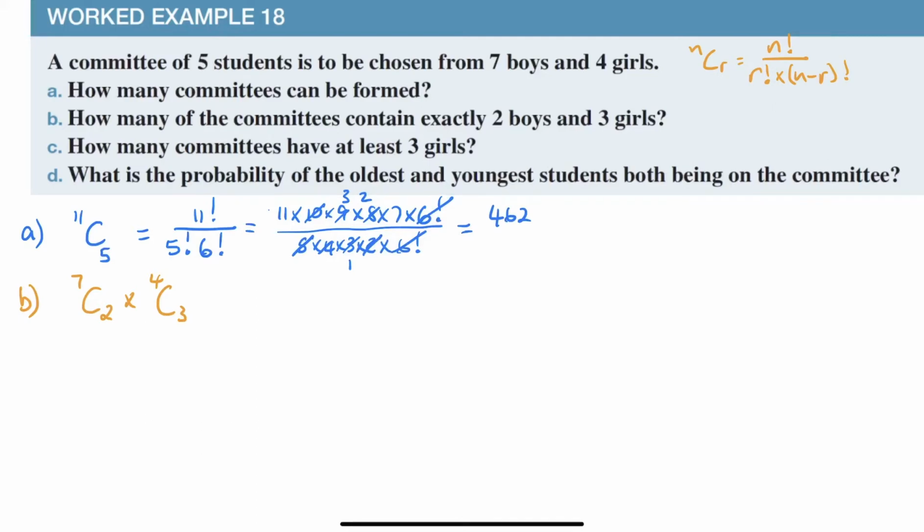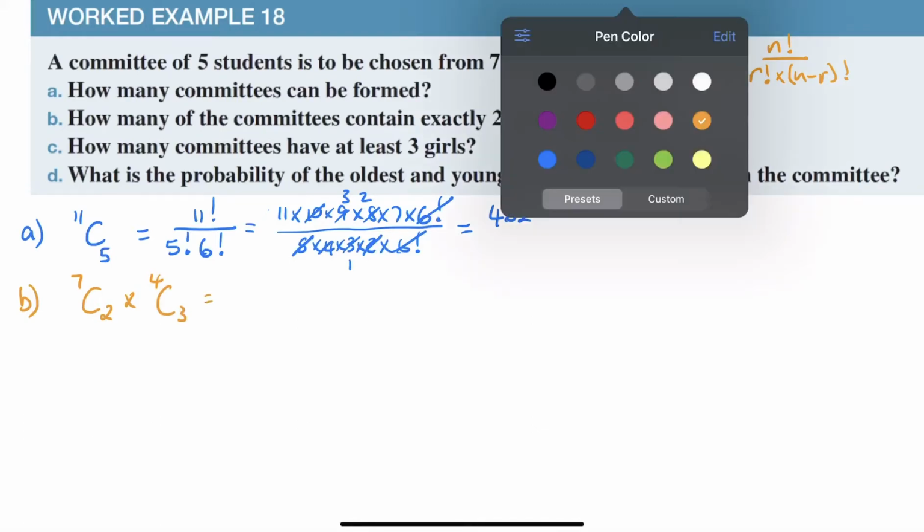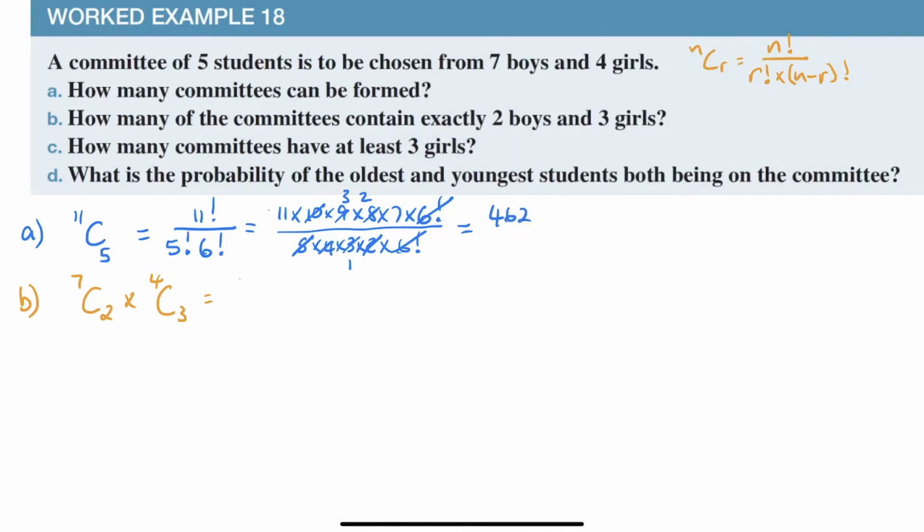So just a quick thing again, they say contain exactly 2 boys, it means there need to be 2 boys out of 7, and there need to be 3 girls out of the possible 4 girls that are available. That's going to equal 7 factorial over 2 factorial, 5 factorial, multiplied by 4 factorial over 3 factorial.